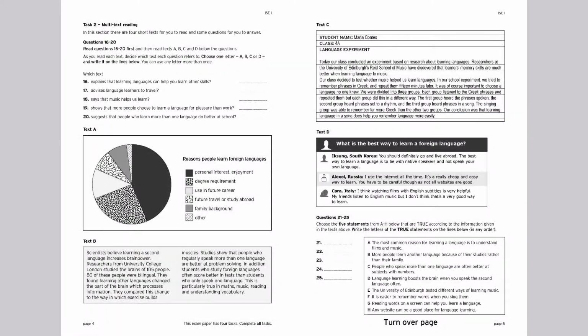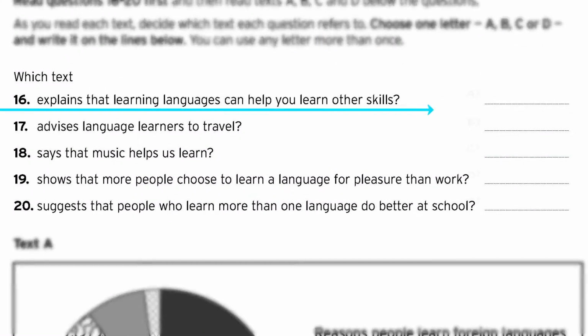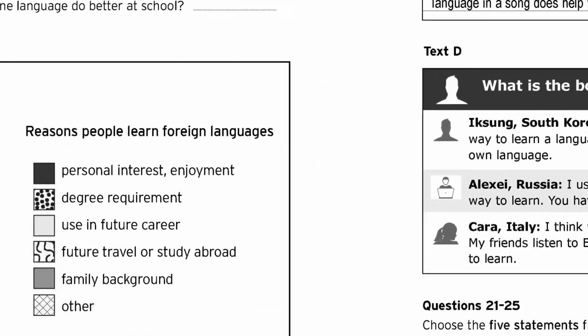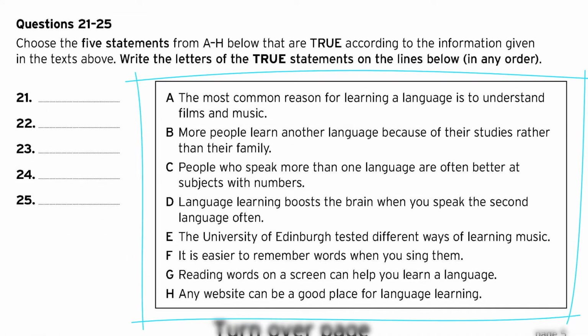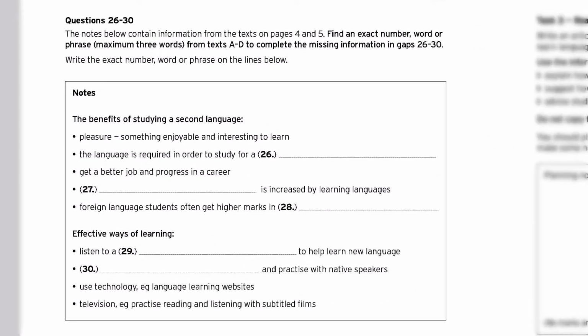There are 15 questions in task 2. For questions 16 to 20, you read the sentence and choose which text it is describing. For questions 21 to 25, you choose 5 true statements from this list. 3 are false. You need to find the true ones. For questions 26 to 30, you need to find a word, phrase, or number from the texts to put in the gaps.